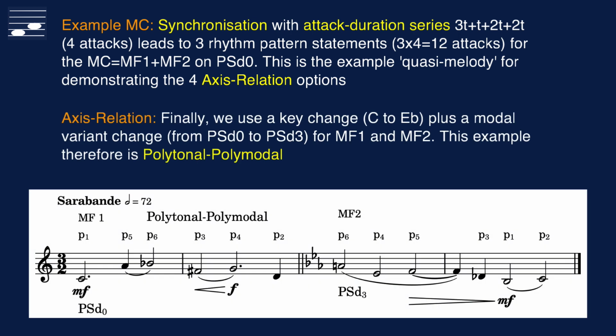The final relation type is shown here, where we use the modal derivative scale PSD3 transposed to the key of E flat for the second melodic form. This is a Polytonal-Polymodal example, the fourth option.